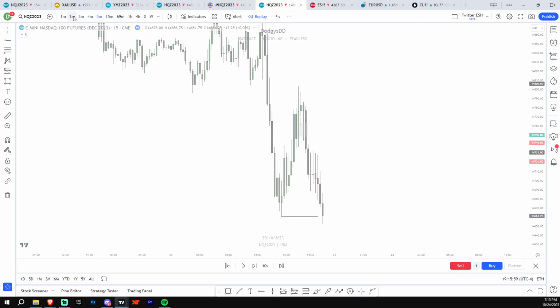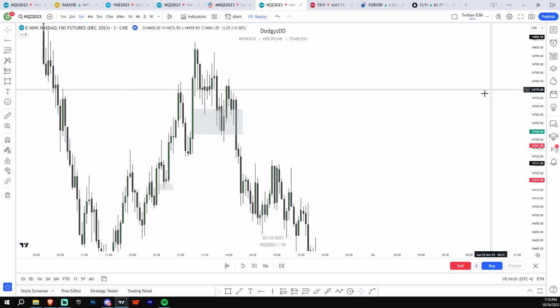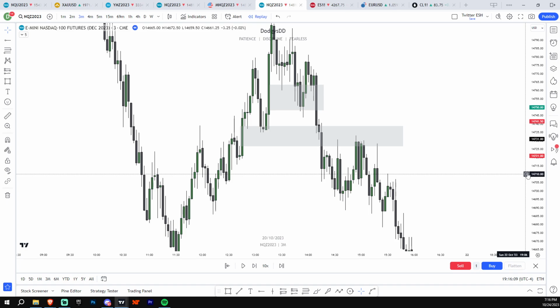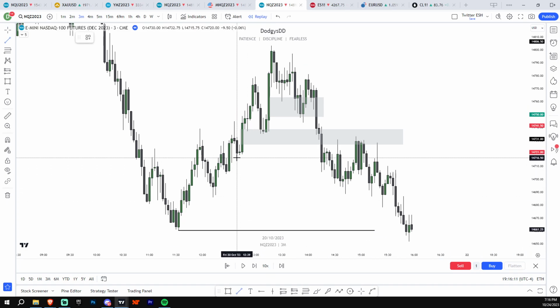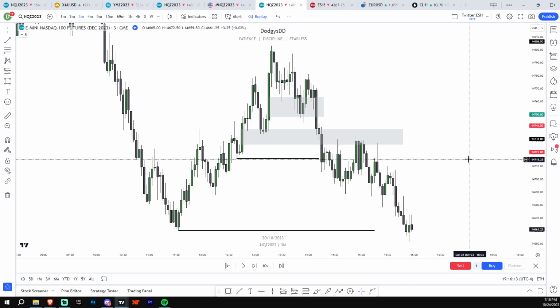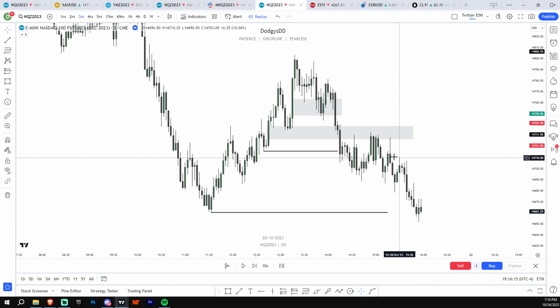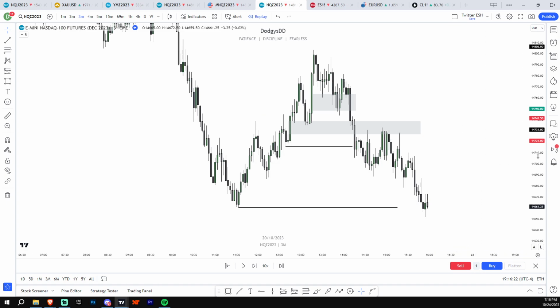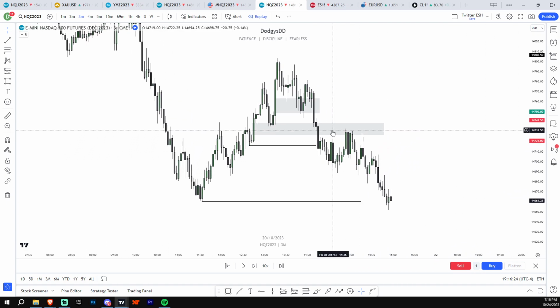For example, in this setup right here, we have this 3-minute inversion. See how we hit that internal liquidity level right here, but it still works? That is okay. Now, if you really want to maintain your win rate, then don't take this. But if you don't care about your win rate and care more about RR, you can still take these if you're really confident in the bias.